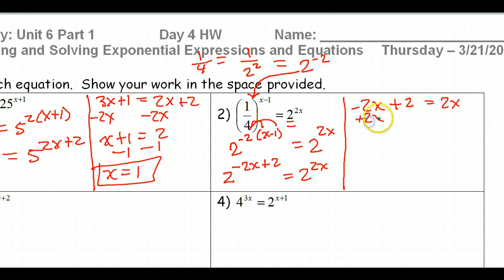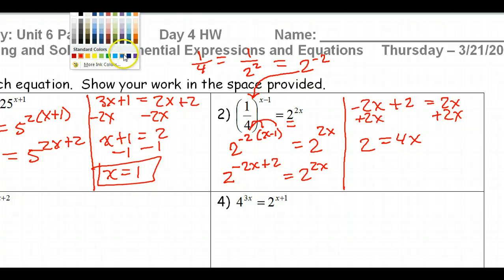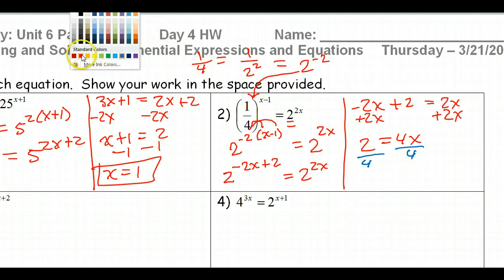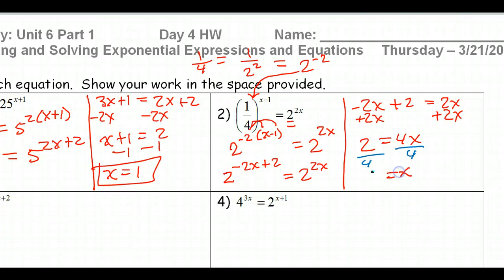If I add 2x to both sides like this, that's going to give me 2 equals 4x. Now I just have to divide by 4. So that's going to give me x equals 1/2. Alright, so that's the answer to number 2.